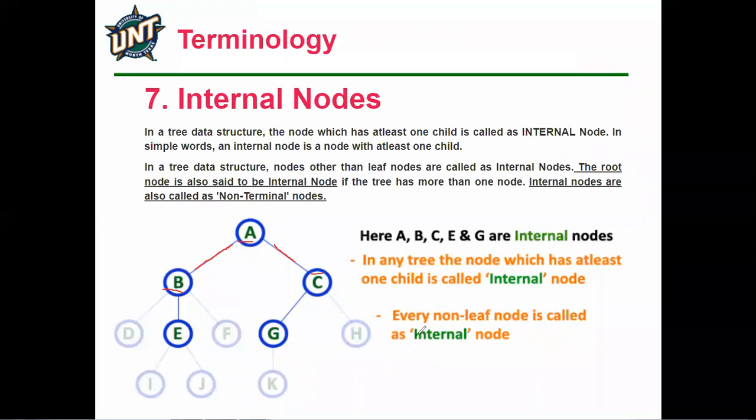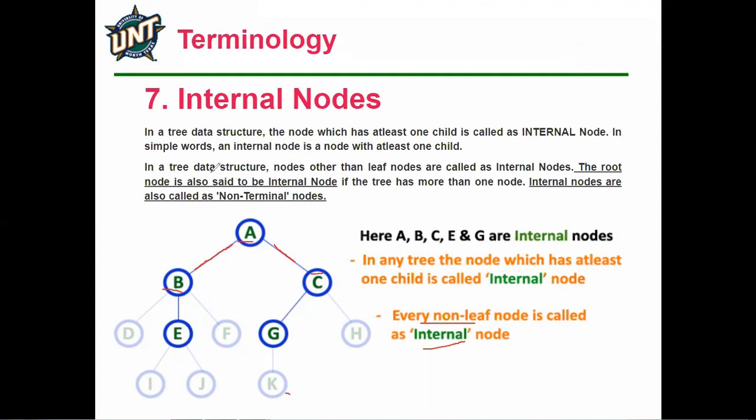The next point is that every non-leaf node is called an internal node. I hope everyone is clear on this definition. Every non-leaf, meaning a node that is not a leaf node. What is a leaf node? That doesn't have any child. Non-leaf means these are the internal nodes. So this point should be clear to all.